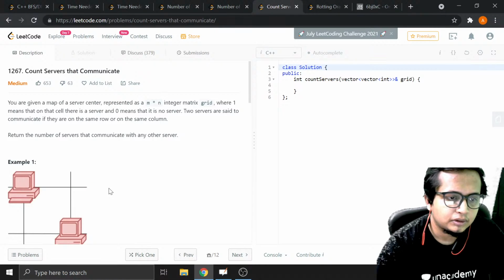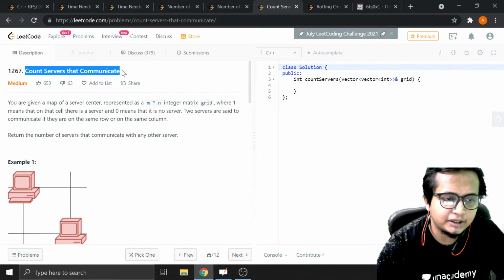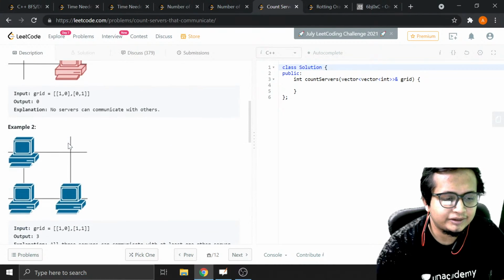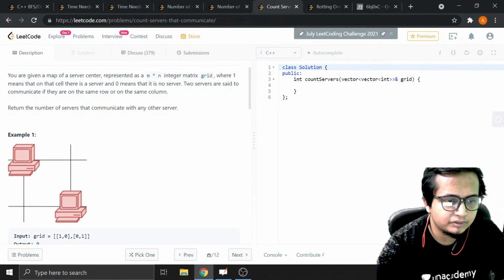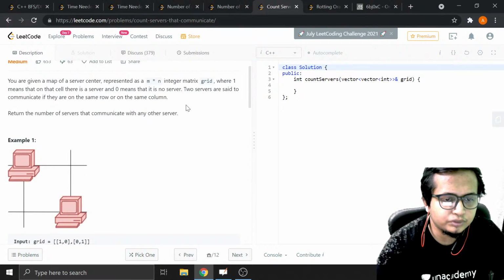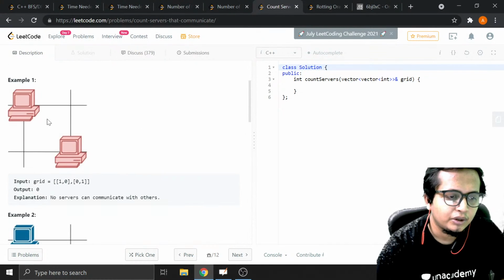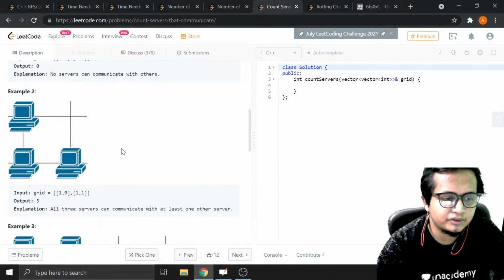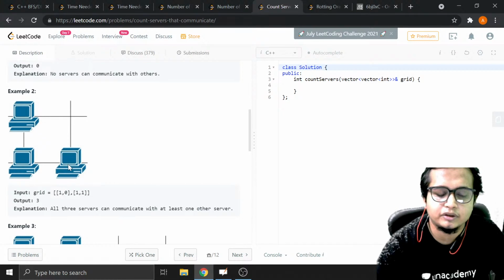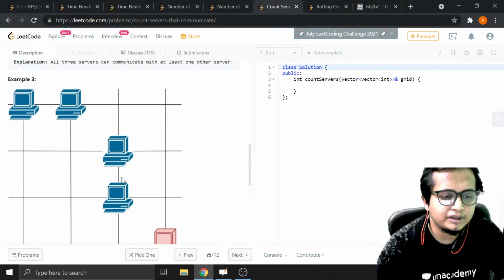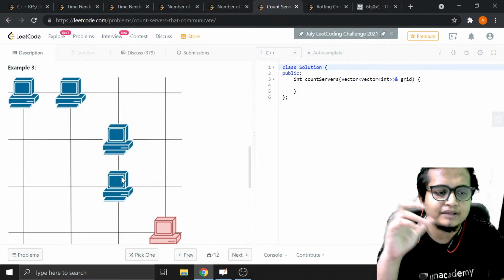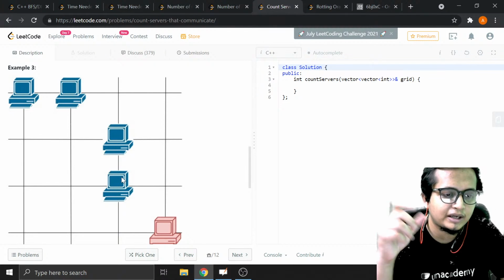In this problem also you can solve count servers that communicate. Here you are given a grid, where one means a server. Two servers are said to communicate if they are on the same row or on the same column. Return the number of servers that can communicate. These two servers won't be able to communicate, so the answer is 0. These two can communicate as well as these two can communicate, so internally all three of them can communicate. So the answer is 3. Here you can see these two can communicate and these two can communicate, so the answer is 4. Basically you have to just count the sizes of the connected components whose size is greater than 1.